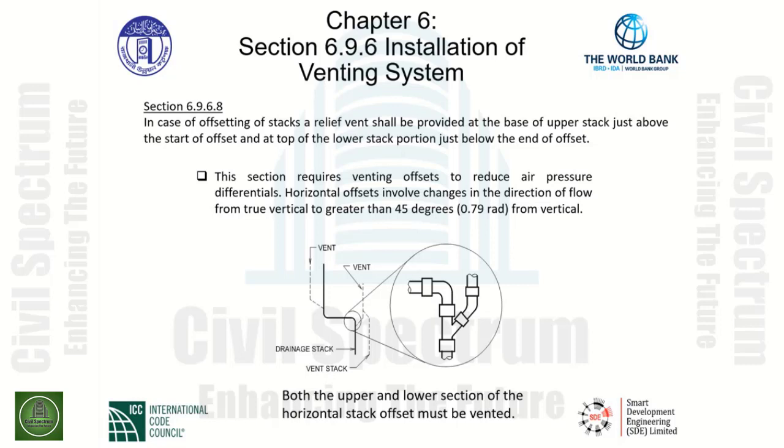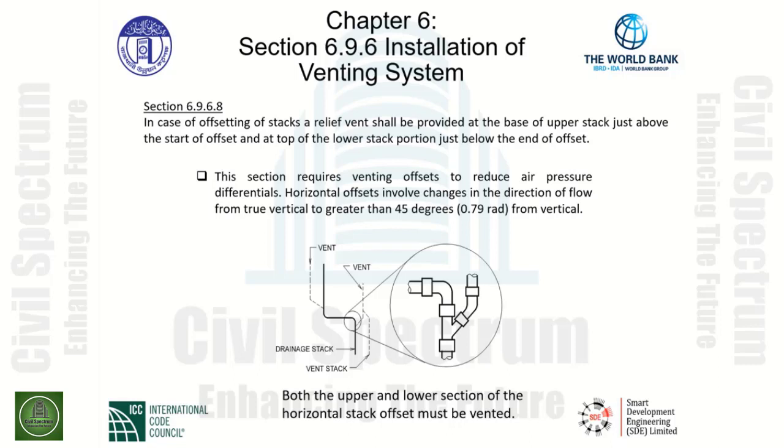Section 6.9.6.8. In case of offsetting of stacks, a relief vent shall be provided at the base of upper stack, just above the start of offset, and at top of the lower stack portion, just below the end of offset. This section requires venting offsets to reduce air pressure differentials.